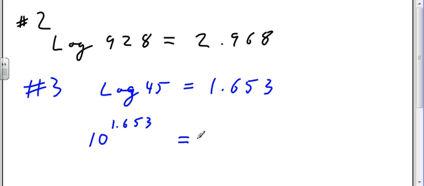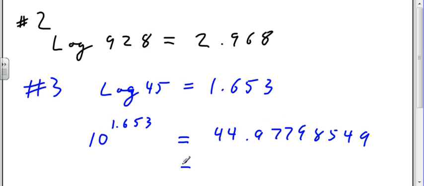But if I go 10 raised to the 1.653, I end up getting 44.9779859. And if I round that to 4 significant digits, 1, 2, 3, 4, that rounds up, and I end up with 45, right? That's why I go to 4 significant digits in my log, so I can get back what I had. If I don't, then I'm going to be too far away. All right, so that was 3. Guess we'll do number 12 next. Well, let's do 8. We'll do 8, then we'll do 12.